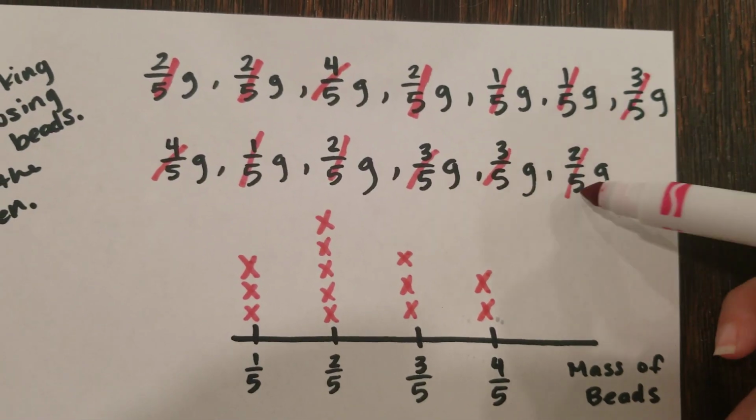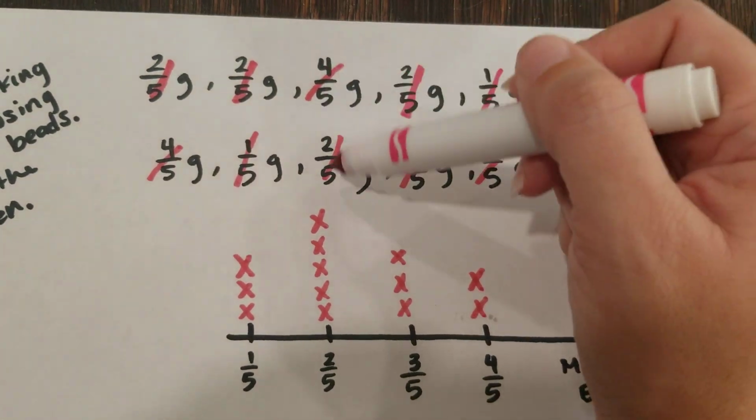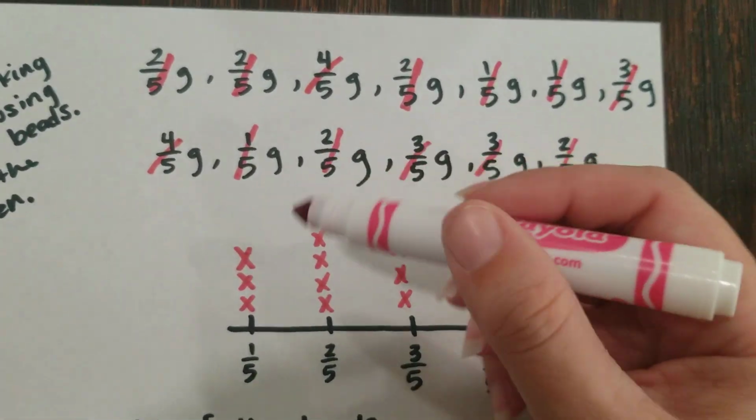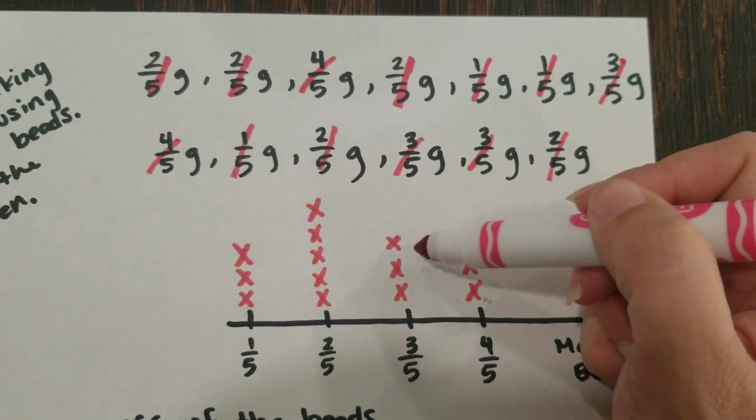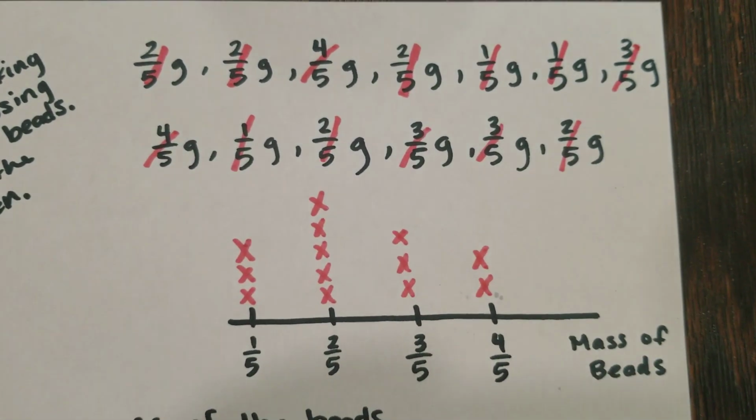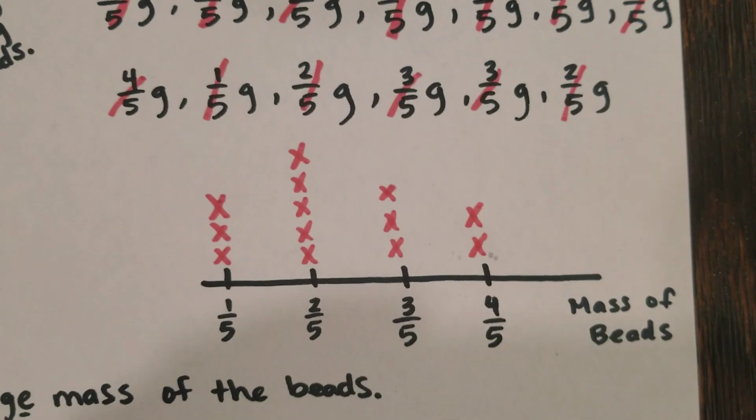how many are up here. 1, 2, 3, 4, 5, 6, 7, 8, 9, 10, 11, 12, 13. And so then I should have 13 X's. I counted 13 again, so I think I got them all. So there is my line plot.